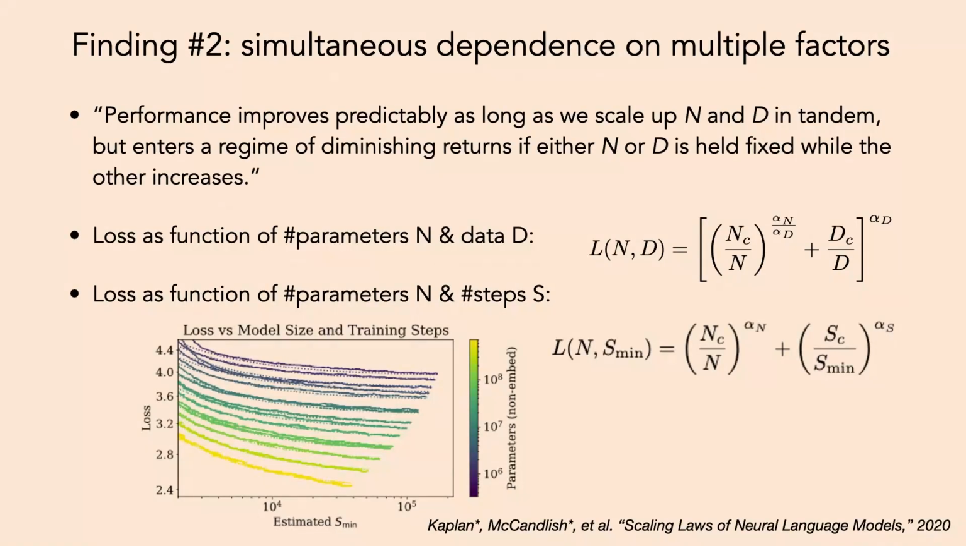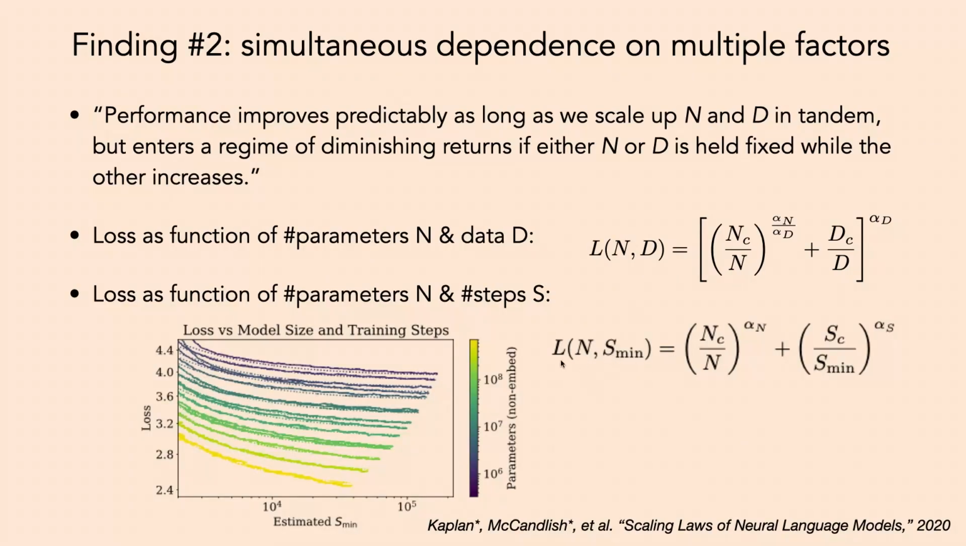So we can do the same type of analysis now with respect to not model size and data set size, but model size and number of steps of gradient descent. Remember, these are our three fundamental resources: model size, data set size, and compute, like the number of steps that we take. Well, number of steps will be related to compute. It'll be like number of steps times batch size is compute.